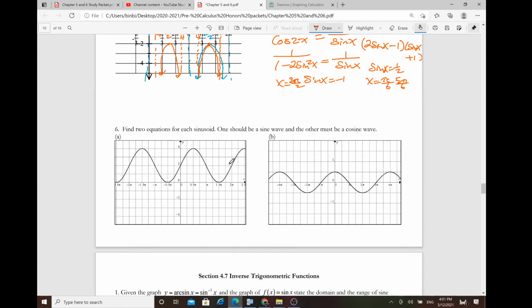Let's say that's a sine wave. Let's find the amplitude. This one is bounded from 0 to 4, so the amplitude would be half of the distance between. That means A would be 2.